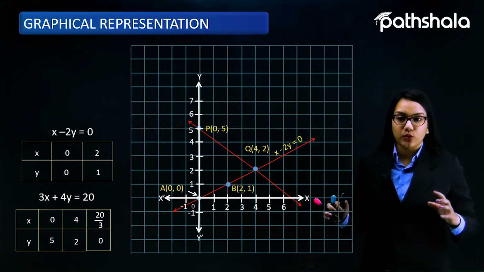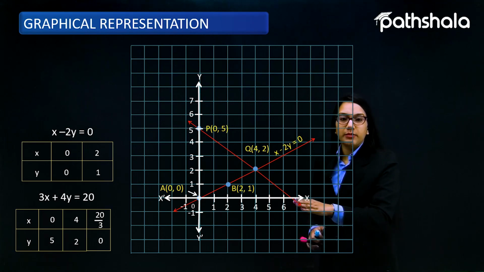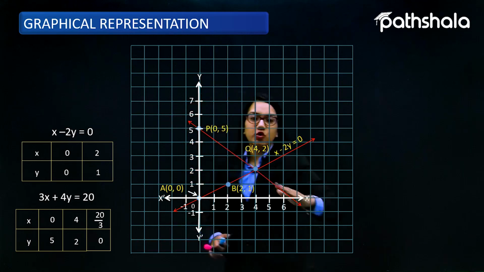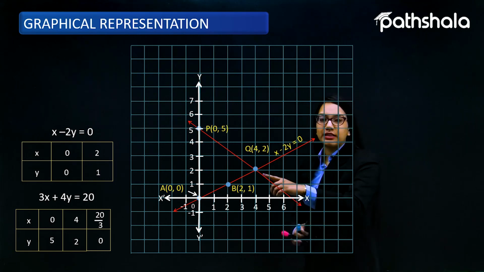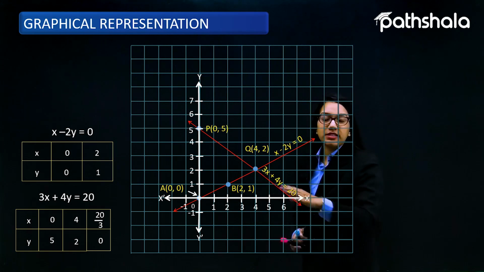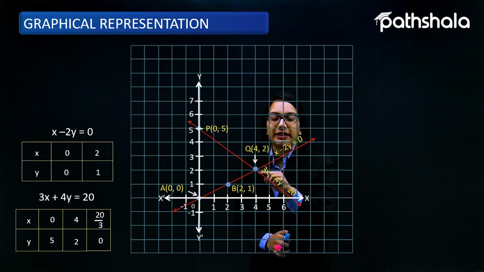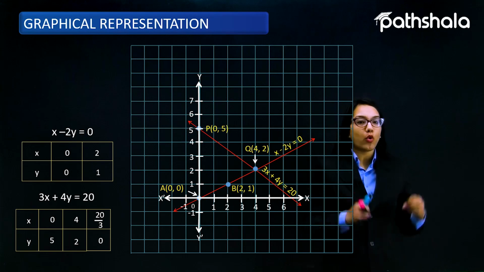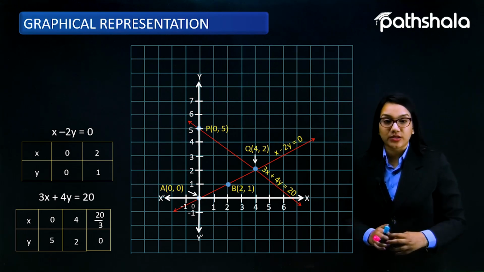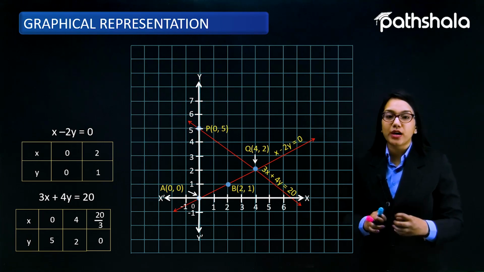You can also plot 20 by 3, 0, as this would be 6 point something. Let us suppose this point represents 20 by 3, 0, and I have joined these three points together. If we join these three points, then we get two lines that are intersecting at this particular point. So what is the nature of these two lines? They both are intersecting. As you can see, both are intersecting at this particular point, that is Q, 4, 2. This is the nature of these two lines, as they intersect each other on the same xy plane at the point Q, 4, 2. So this is the graphical representation of the pair of linear equations.